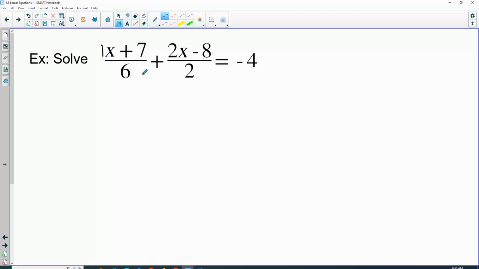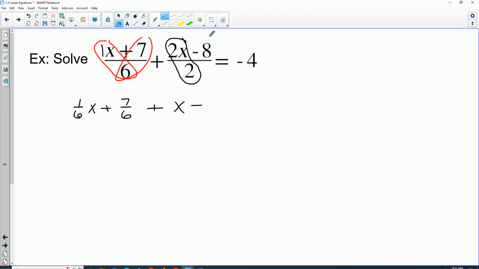There's several ways of doing this problem, but what you could do is just say, okay, that's a 1x, so that's like 1/6 x plus 7 over 6. You just put each thing over your denominator and break apart your fraction. If I use that here, 2x divided by 2 would give me x minus 8 divided by 2. Okay, this is still just a linear equation. I only have x to the first, so we're just combining like terms.